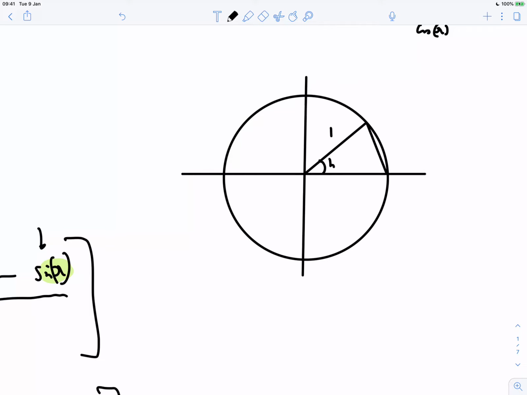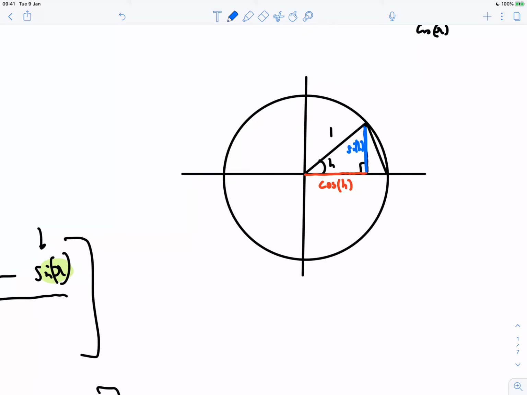Then if I drop a vertical line down like so, so this is 90 degrees, then as I said before, the cosine, i.e. the width of this thing, the width of this is cosine h, because cosine of h is the adjacent over the hypotenuse, and if the hypotenuse is 1, then it's just that width. And then similarly, this height here must be sine of h.